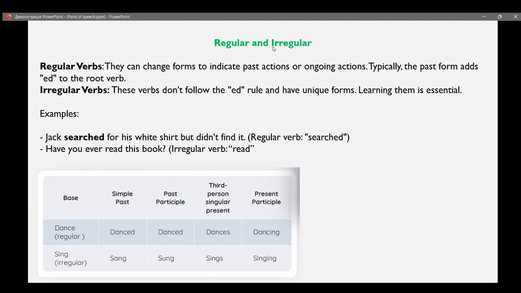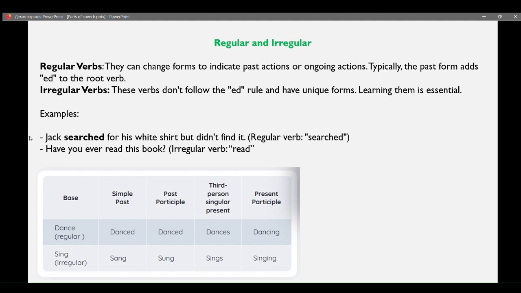Here we also have regular and irregular verbs. Regular verbs can change forms to indicate past actions or ongoing actions. Typically, the past form adds ed to the root verb. And irregular verbs don't follow the ed rule and have unique forms. Learning them is essential because you will see them a lot in English.